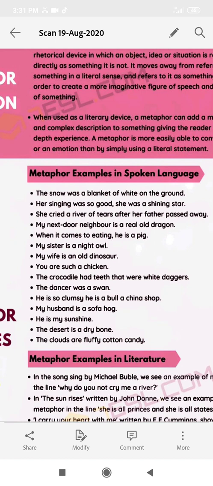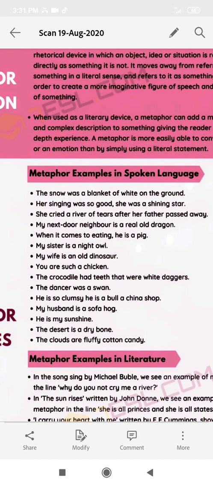The dancer was a swan. Dancer એ શું છે? Swan છે. Dancer was a swan. Two things comparison is given, dancer and swan. બે વસ્તુ વચ્ચે comparison થયું. એક છે dancer and second one swan. Without the word like or as, strong comparison થયું. Okay, so it is metaphor, figure of speech.